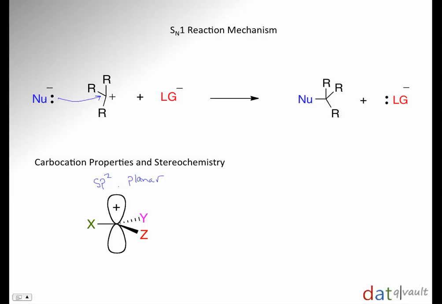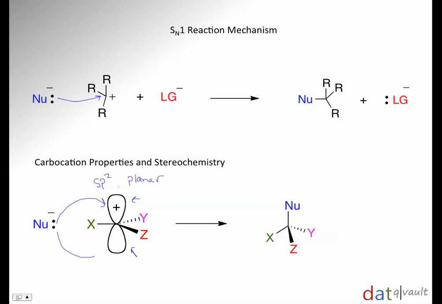And then there is an empty p orbital here, represented by these 2 empty lobes with a positive charge, of course. So, like I said up above, the nucleophile then comes in and will attack this empty p orbital. Remember, p orbitals can be attacked from either side. If the p orbital is attacked from the top side, we will get stereochemistry that looks like this.